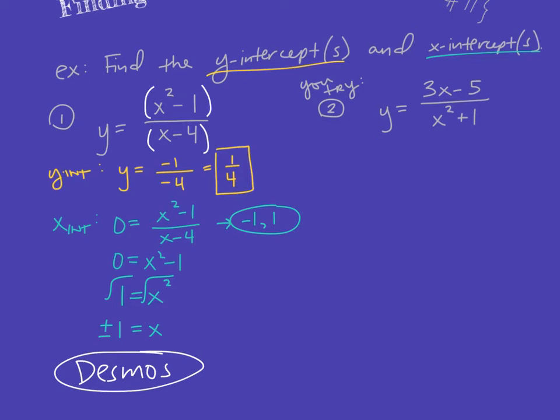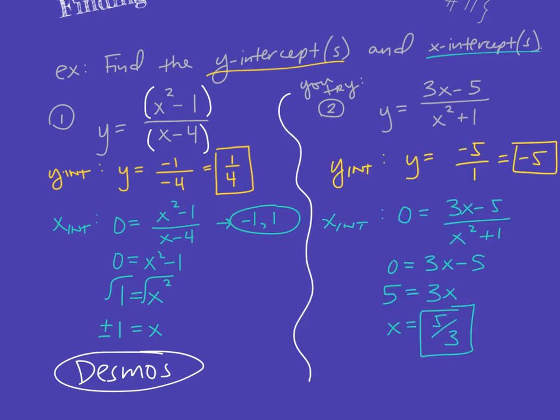All right, go ahead and try number 2 on your own, pause the video, and then play to check your solutions. All right, our y-intercept is -5, and our x-intercept is 5/3.